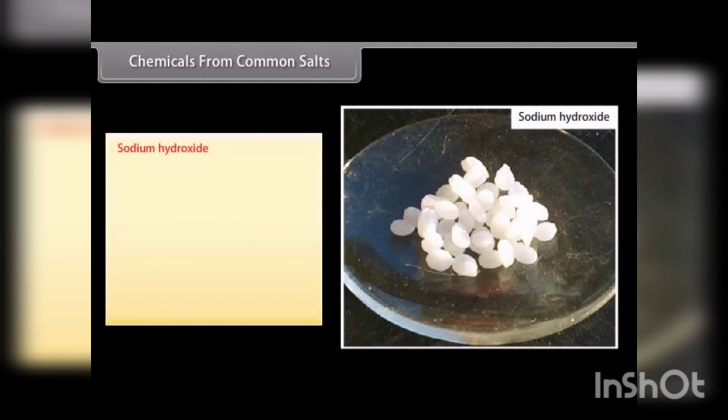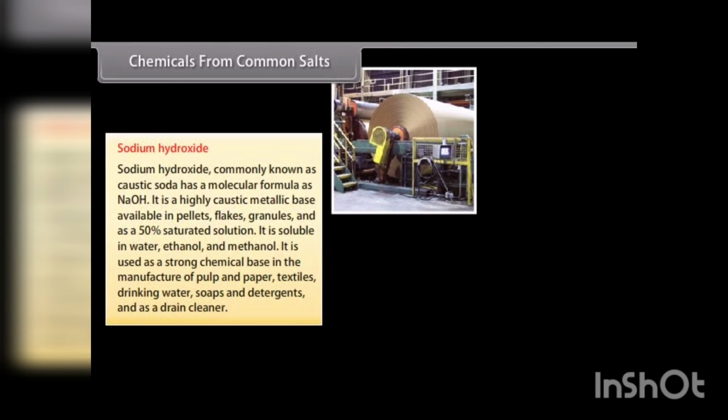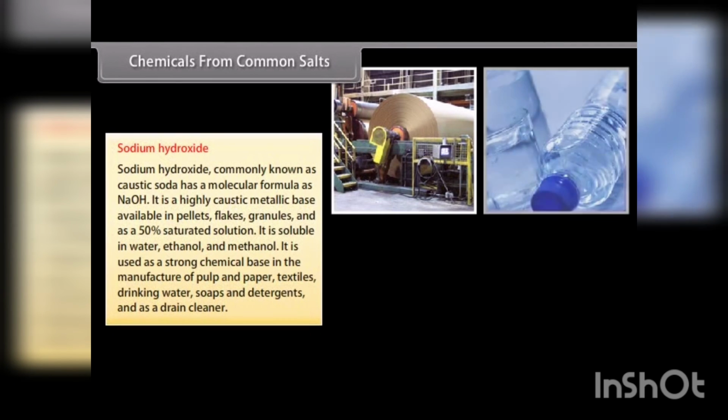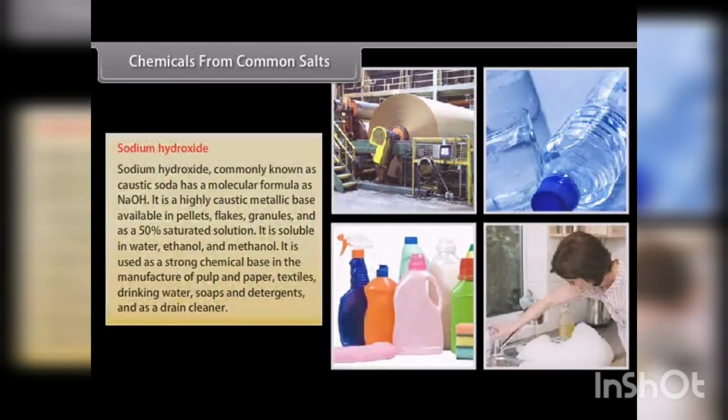Sodium hydroxide. Sodium hydroxide, commonly known as caustic soda, has the molecular formula NaOH. It is a highly caustic metallic base available in pellets, flakes, granules, and as a 50% saturated solution. It is soluble in water, ethanol, and methanol. It is used as a strong chemical base in the manufacture of pulp and paper, textiles, drinking water, soaps and detergents, and as a drain cleaner.